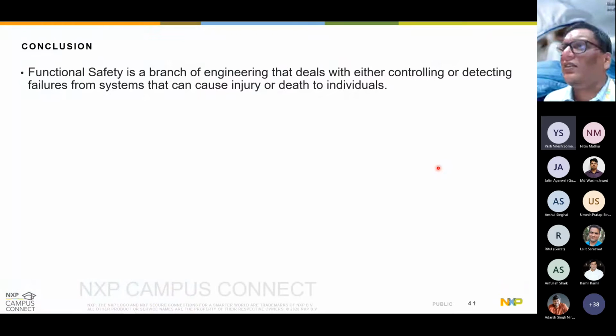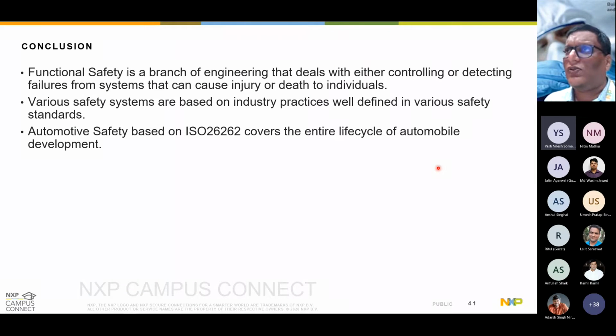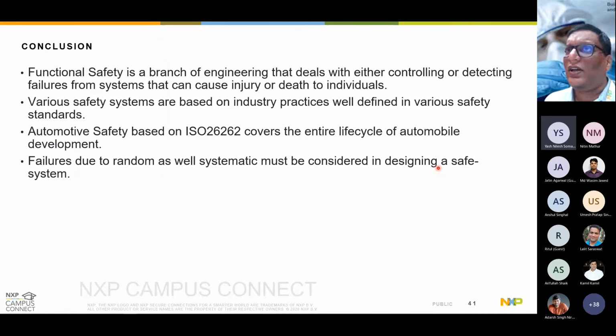So to conclude, functional safety is a branch of engineering that deals with either controlling or detecting failures from systems that can cause injury or death to individuals. I think we touched upon this aspect as to what we do and what the intent of functional safety is. Various safety systems are based on industry practices, well-defined in various safety standards. We touched upon the different safety standards that we have. We went deeper into ISO 26262, but of course there are so many standards for each application, for each industry. The automotive safety standard is ISO 26262, and it covers the entire life cycle of automotive development.